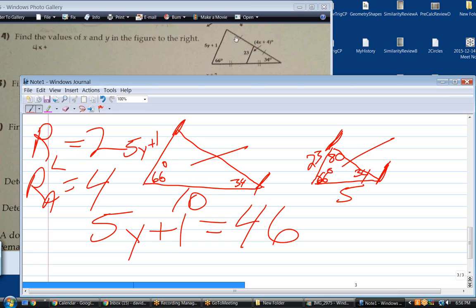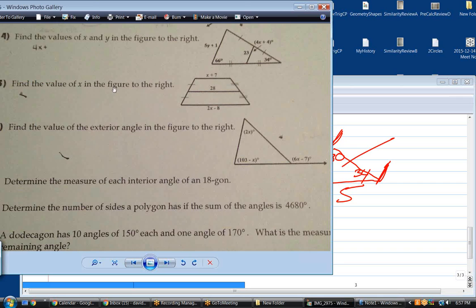We know it's 2, but that's why I use words like similarity ratio, not "this triangle is twice as big as this triangle," because it isn't. It's actually 4 times as big. But each side is only twice as big.